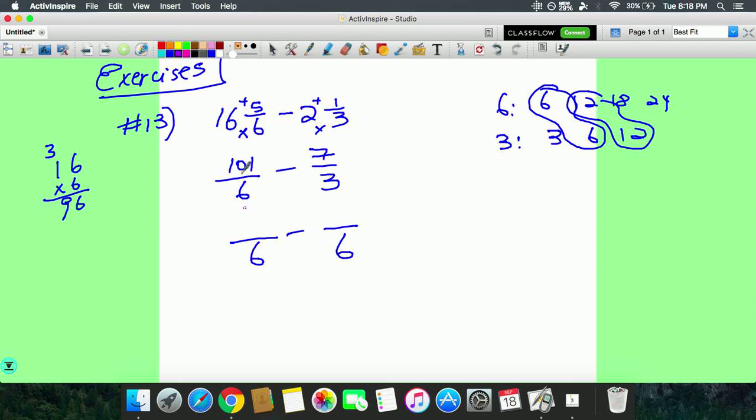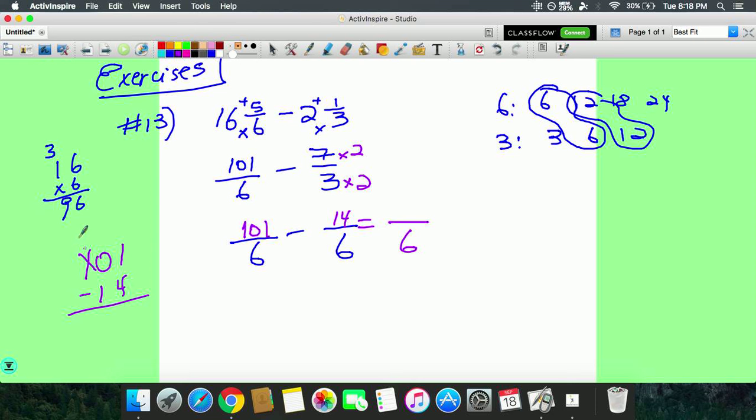So this one already has a denominator of 6, so I'll leave it at 11. This one, the 3 became a 6. How? Times 2. So I multiply the top times 2. 7 times 2 is 14. Now I'm ready to subtract. Bottom stays the same. 11 minus 14.